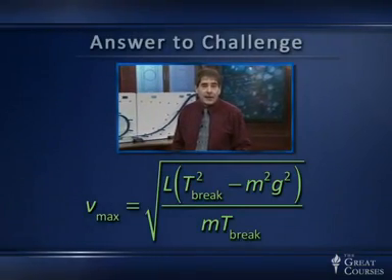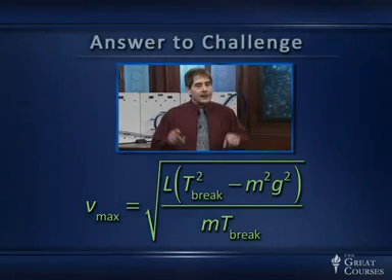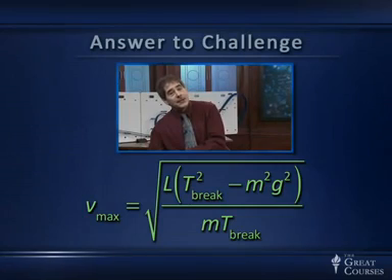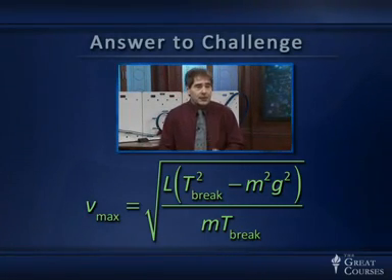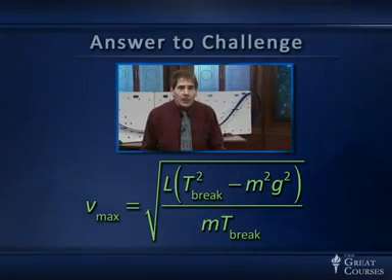Looks a bit complicated. The maximum speed turns out to be the square root of the length times the quantity, the square of that breaking tension, minus the square of the weight, mg, divided by the mass times the breaking tension. I'm not going to show you how I got that. You'll have to work that out if you want to do that.